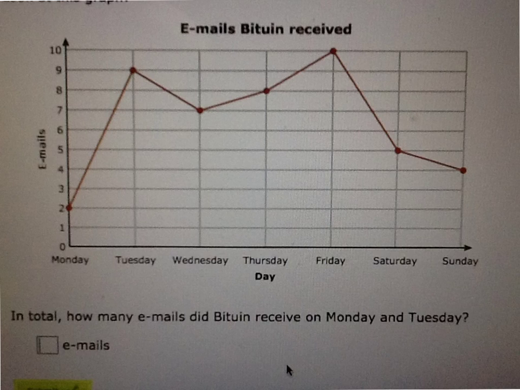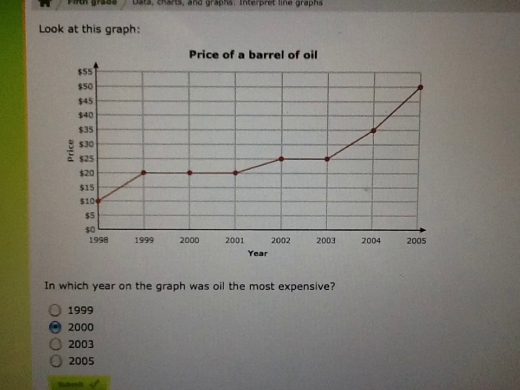Taking a look at another example of some lines and trends. This one is emails that a certain individual received. You can see that our labels are days, Monday through Sunday, and how many emails they received. The question we're trying to answer is how many emails did they receive on Monday and Tuesday? So really, we don't need to look at all of this information over here because we only need to know Monday and Tuesday. And the question says, how much did they receive? They want to know all together. When we're talking about all together, that means we're going to have to add our data together. So on Monday we had 2, and Tuesday we had 9. 2 plus 9 is 11 emails.